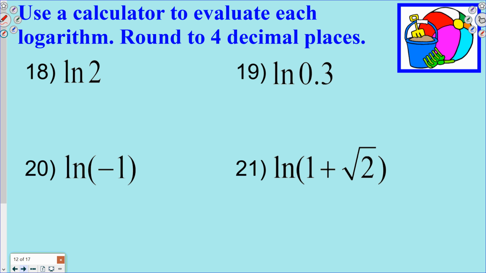All right, so let's just get a little calculator practice. Just use your calculator to evaluate each logarithm, round to 4 decimal places. Just getting some button practice, okay? So natural log of 2. All right, round to 4 decimal places. So what do we get? 0.6931. Good. Natural log of 0.3.